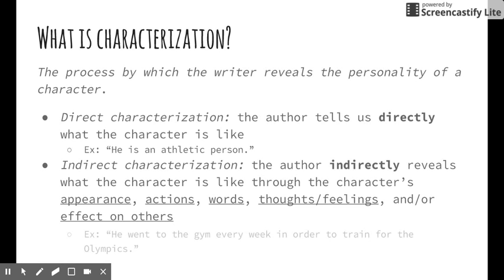this character's personality. So an example of that would be saying he went to the gym every week in order to train for the Olympics. So here we have a sentence describing this character's actions, but it takes us back to the same conclusion as in our first example, that this is an athletic person. It's just less direct in terms of how the author tells us.